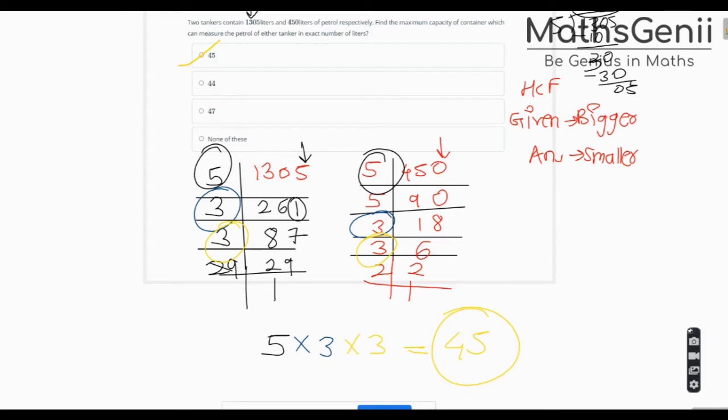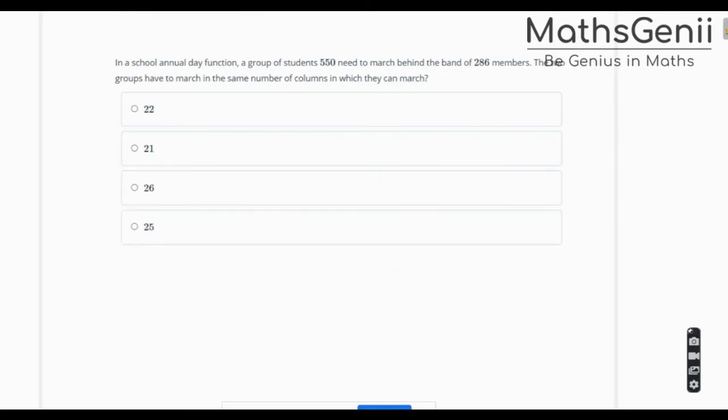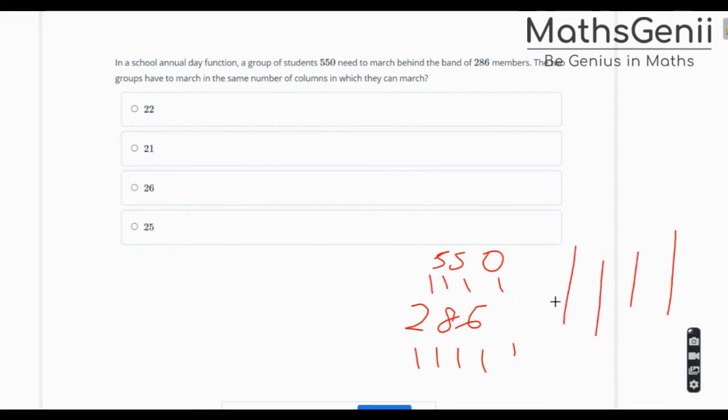Now let's move to the next question. In a school annual day, a group of 550 students need to march behind 286 members. So there are 286 students standing and 550 should stand behind them. And the two groups have to march in the same number of columns. So we have to make columns for students to stand in a row.